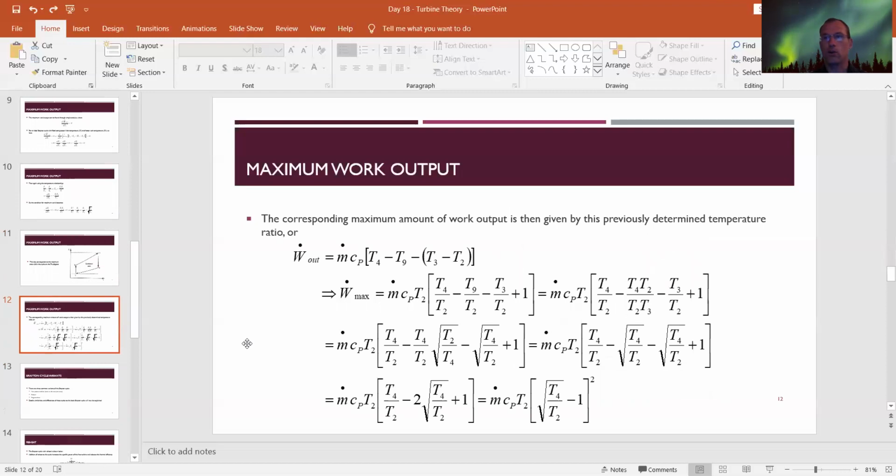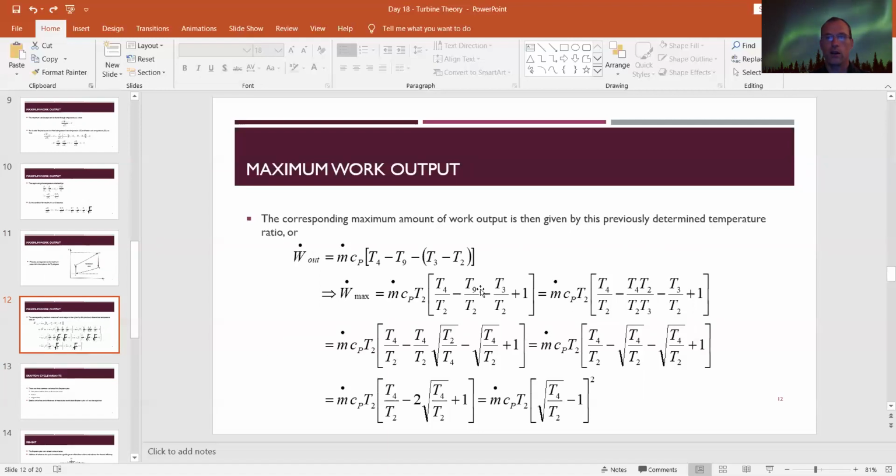So now we know at what temperature the maximum work occurs. It's also good to know what that actual work is. So what is the value of that work? Again, we can go back to our work equation, m dot Cp times (T4 minus T9 minus T3 minus T2), and plug back in the relationship we had before for T3 over T2. To do that, the easiest thing is to divide by T2. So I have m dot Cp, take the T2 out, and then I have these temperature ratios: T4 over T2, T9 over T2, T3 over T2 plus 1. And again, here's my relationship I want to put in.